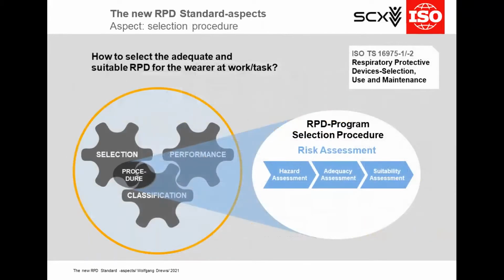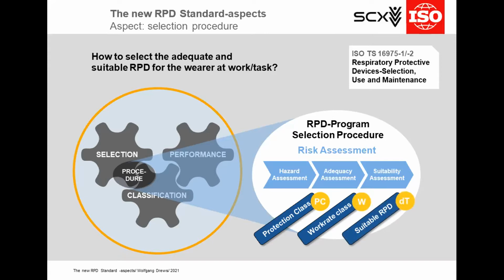The third key is the selection, and as I mentioned earlier, that gives you what you really need for the RPD specification. The protection class derived from the hazards in the environment, the work rate you will get by the study of your tasks to fulfill, and the suitability is taken by the specific information you will get from the various physiognomy, from the various face contours and such. All of that is given in the document 6975 part 1 and 2.